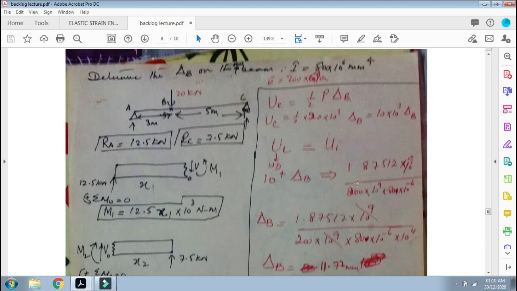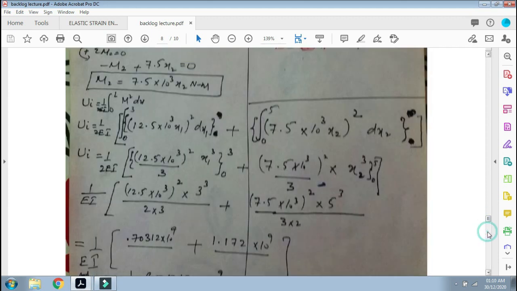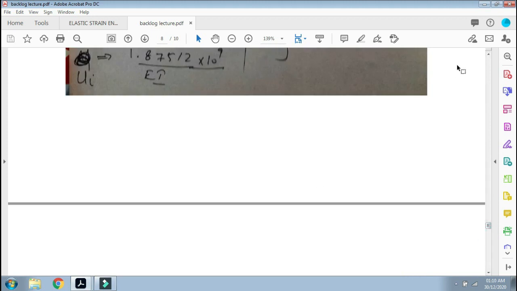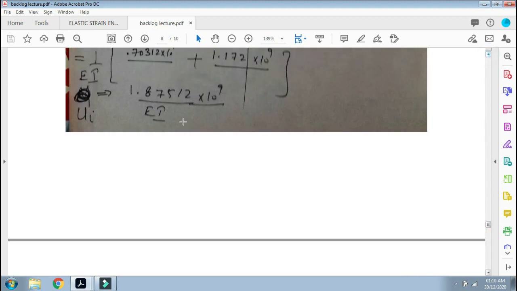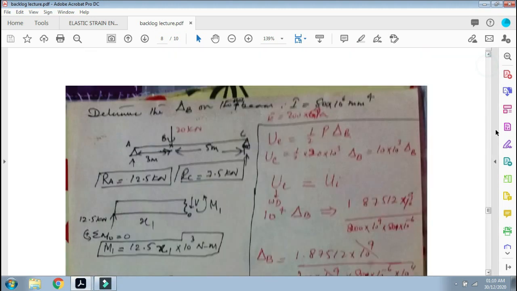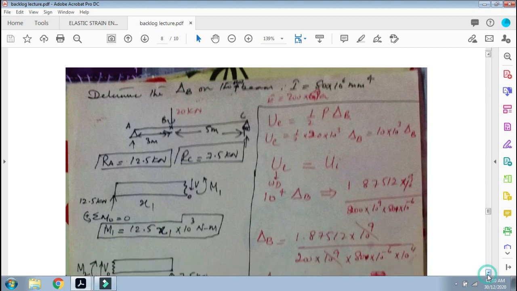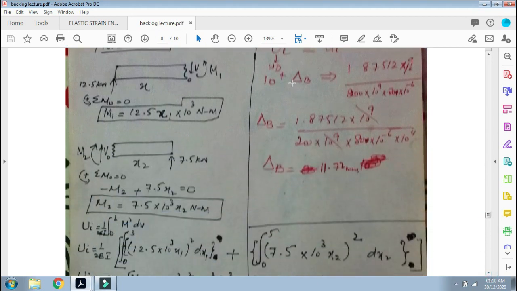Internal strain energy is this. We got it from here, this was our internal strain energy, 1.87512 over EI × 10^9. So these two energies when we equate, we get 10^4 delta B equals the internal strain energy, and we get the deflection at B as 11.72 millimeters.